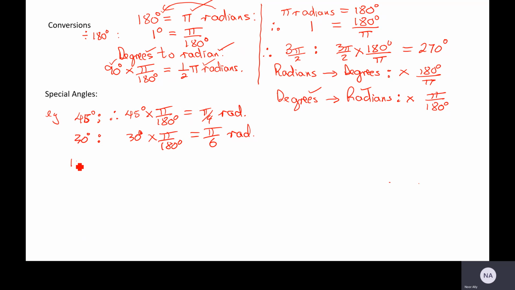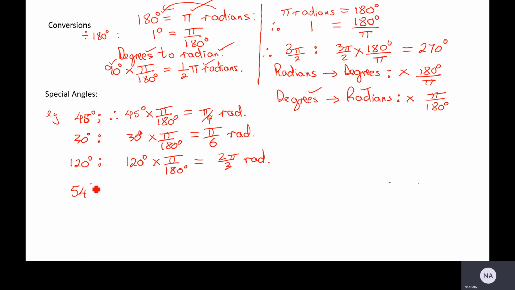Do I need to continue? 120 degrees. I want to find the corresponding radian measure. 120 times pi over 180. Repetition, repetition, repetition. Simplify, 2 pi over 3 radians. Okay, you get the picture?